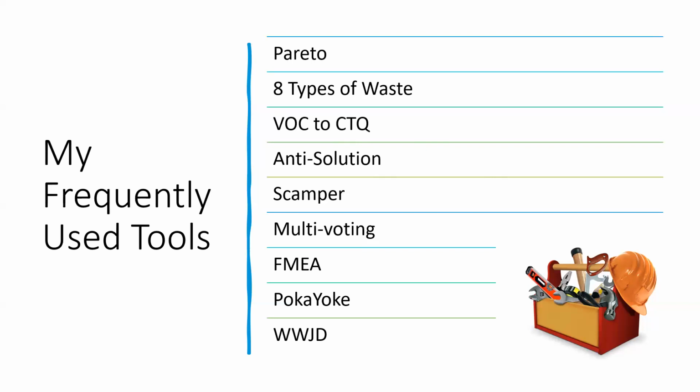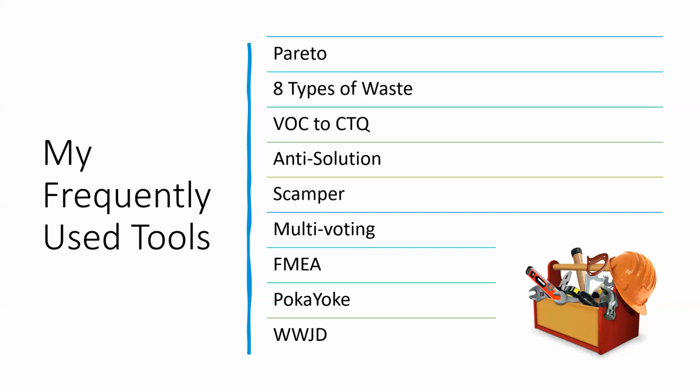Okay, another favorite tool that I have is the 8 types of waste. When you are familiar with this, you tend to look at the process with what we call the lean goggles. So you are able to identify anything that doesn't add value to your customer, and it helps you improve the process.